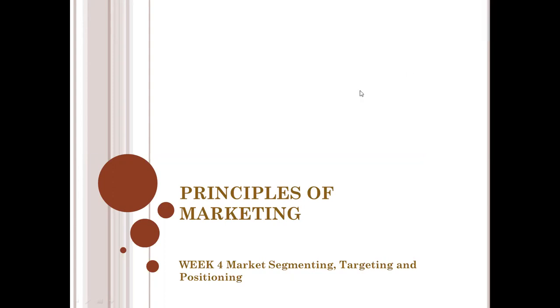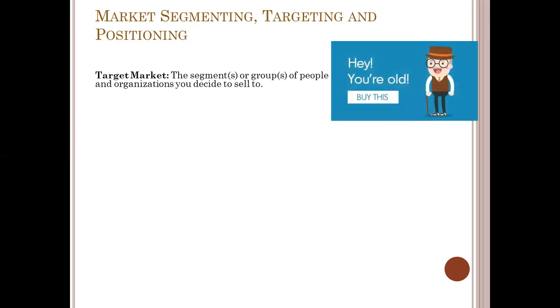So we have market segmentation, targeting, and positioning. Target market is the segment or group of people and organizations you decide to sell to. So if you're planning to sell toddler items or baby items, this is your target market, only the babies. We also have here the old people. So if you're planning to create a product for the elderly, then the elderly are your target market.